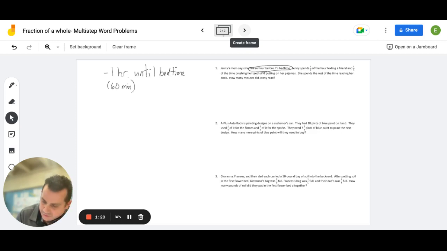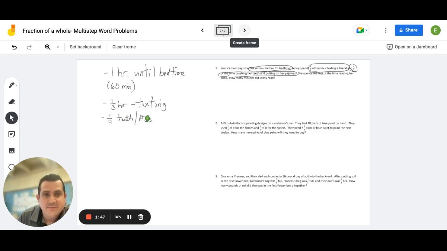Then Jenny spends 1/3 of the hour texting a friend. Okay. So 1/3 of an hour. I'm just going to put dash texting. Okay. And 1/4 of the time brushing her teeth and putting on her pajamas. So 1/4, and I could just put teeth slash PJs.